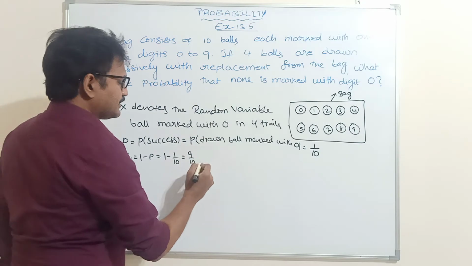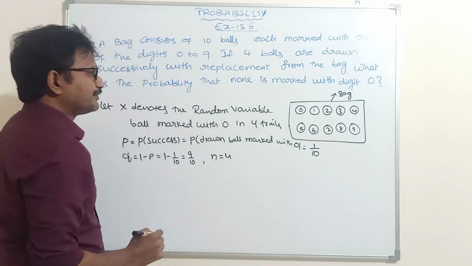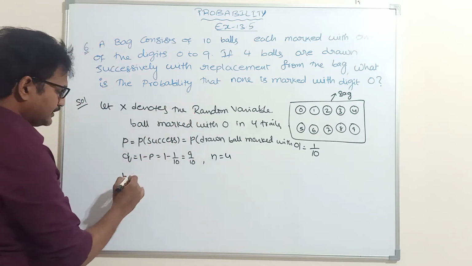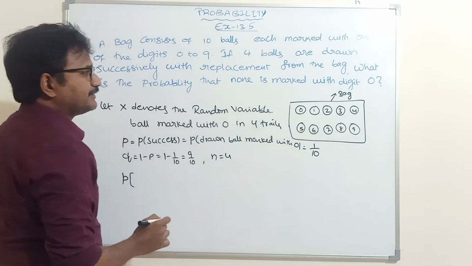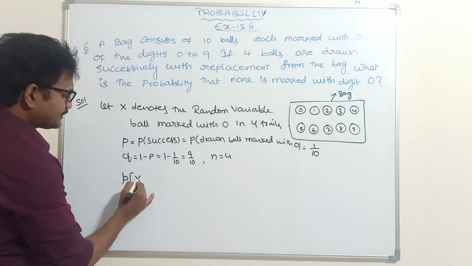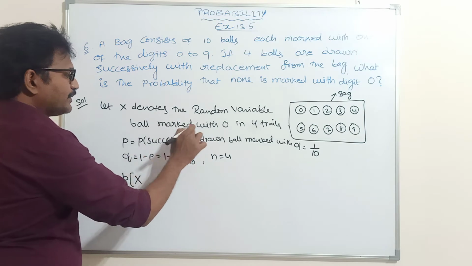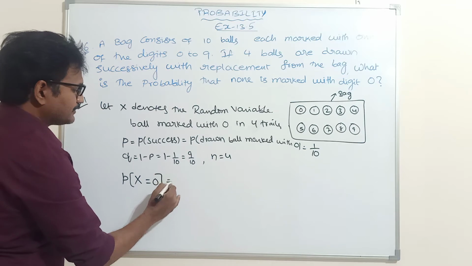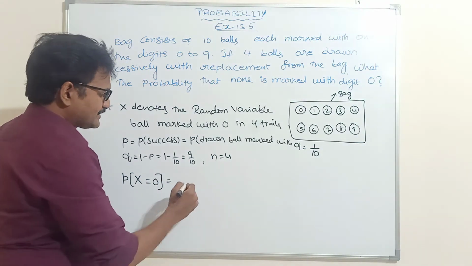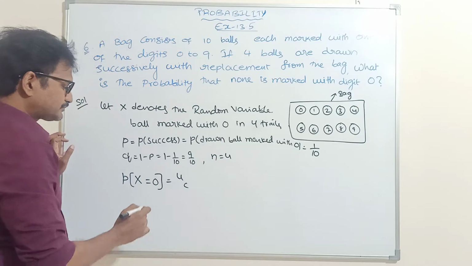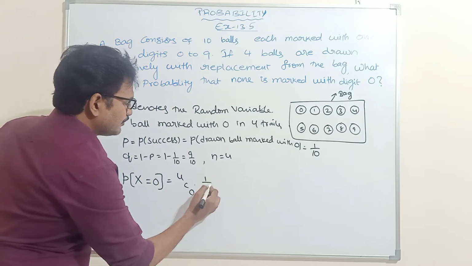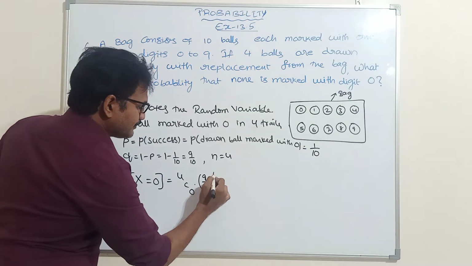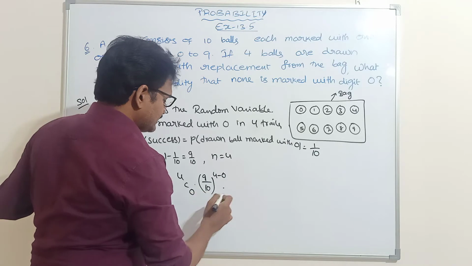So total how many balls are you drawing? 4 balls. So n value is 4. Then what to find? The probability that no ball is marked with digit 0. So what does X denote here? The random variable, the number of balls marked with 0. None means 0. So P of X equal to 0 means nCx p to the power x, q to the power n minus x, that is 4C0 into (1 by 10) to the power 0 into (9 by 10) to the power 4 minus 0.